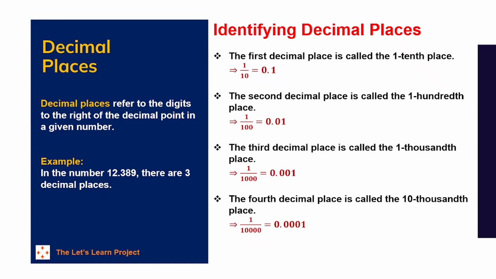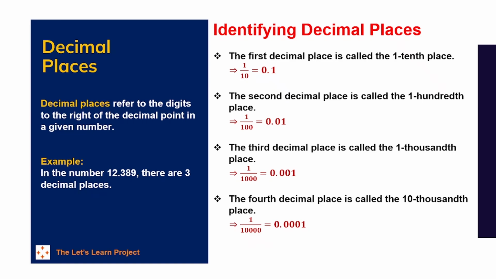Also, the second decimal place is called the 100th place. In the number 12.389, the number at the 100th place is the digit 8. Similarly, 100th can be written in fraction form as 1/100, and when converting it to decimals, it can be written as 0.01.